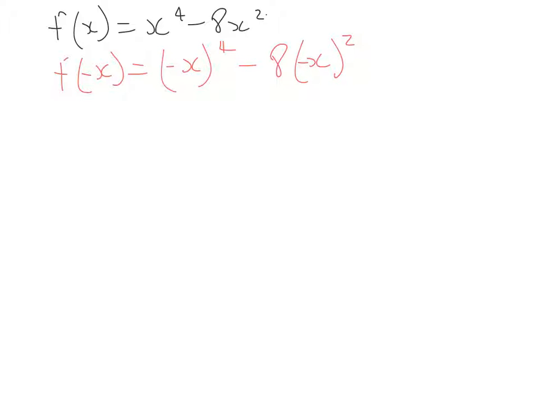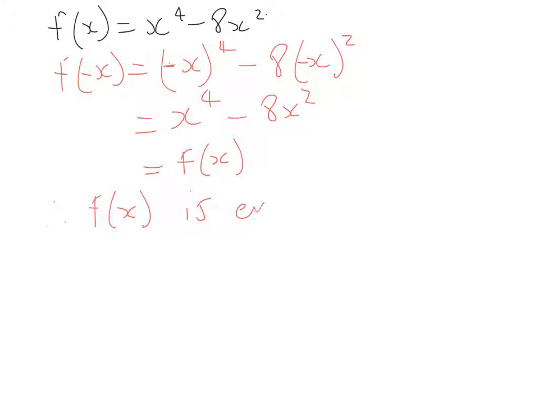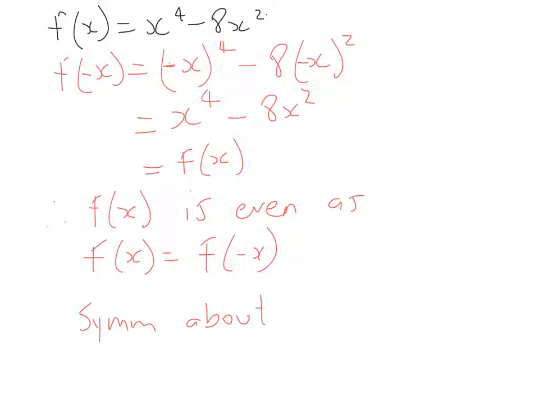Now of course, because we have even powers, those negatives end up becoming positives when we end up with x to the 4 minus 8x squared, which is of course f(x). And we need a statement, therefore f(x) is even as f of x equals f of minus x. And basically what that means is we're saying we've got symmetry about x equals 0, which is of course the y-axis.